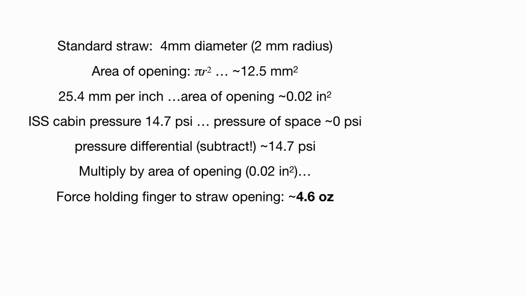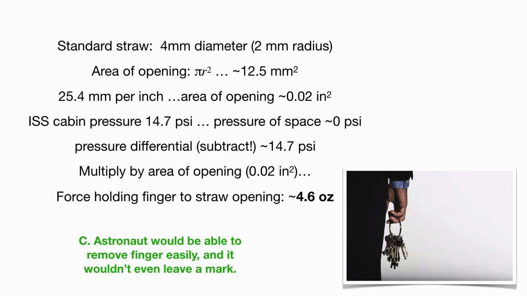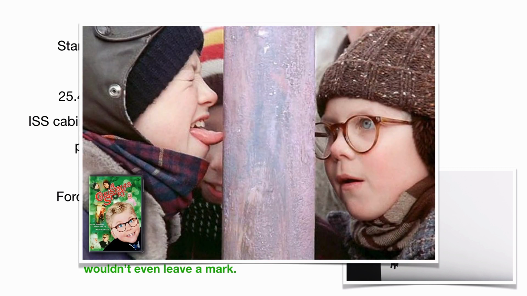And what do we get? About 4.6 ounces. That's about the weight of a small ring of keys. That's how much force would be on the astronaut's finger. So the correct choice was choice C. The astronaut would be able to remove his finger easily, and it probably wouldn't even leave a mark.